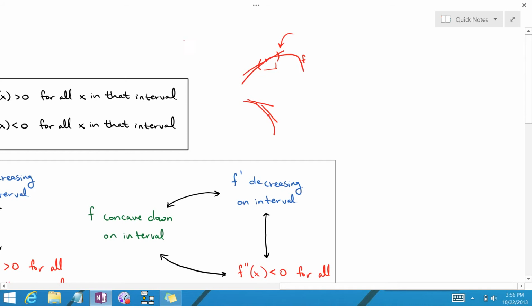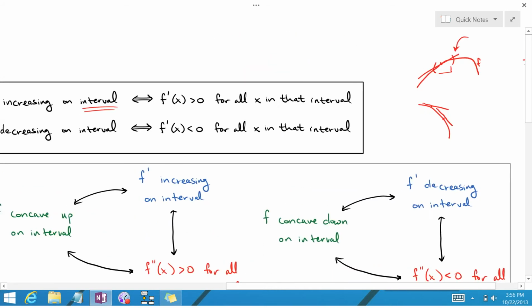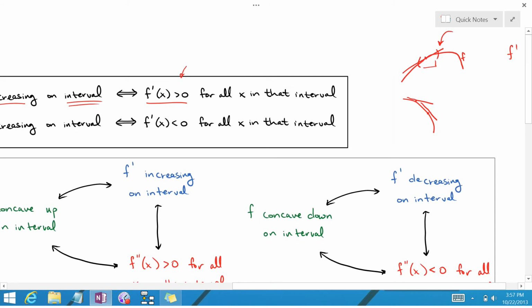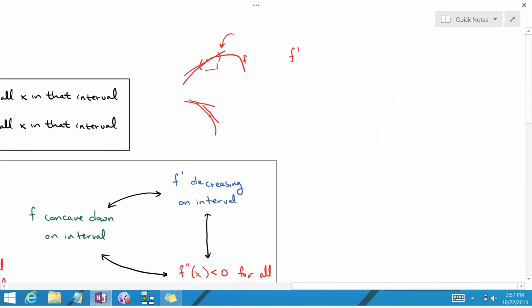Let's pay attention to what happens if f prime is increasing. So here the relationship is between f increasing and f prime being positive. Now I want to go a step further and say whether f prime is positive or negative, it might be decreasing or increasing. But suppose that it's increasing. So if f prime is increasing, what does that look like? Well, let's just suppose that f prime is negative.